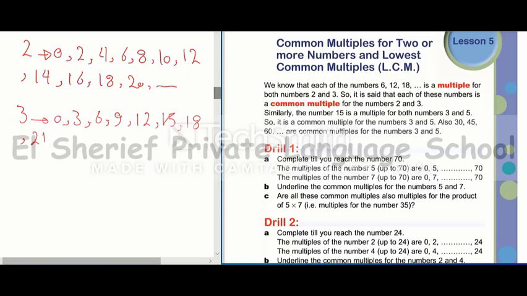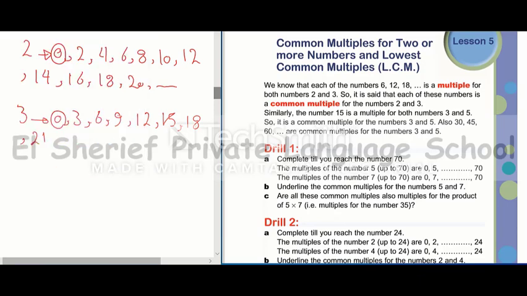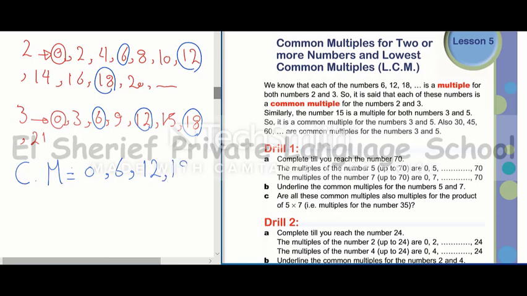So here we found 0 and 0, 6 and 6, 12 and 12, 18 and 18. So the common multiples of 2 and 3 are 0, 6, 12 and 18.